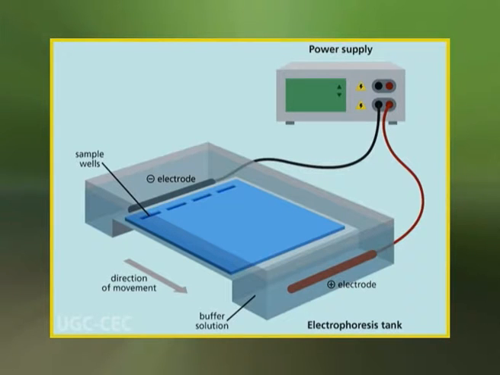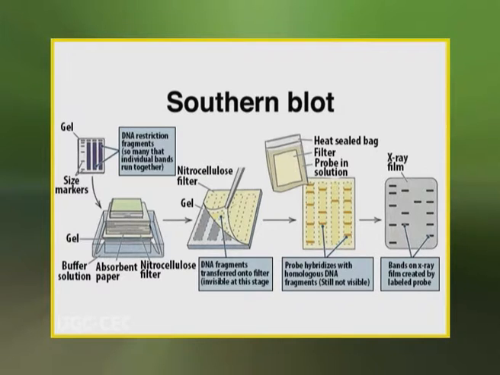The cut mixture is placed in a small well in a gelatinous slab, and the gel is placed in a powerful electrical field. The electricity causes the molecules to move through the gel at speeds inversely proportional to their size. After fractionation, the separated fragments are blotted onto a piece of porous membrane where they maintain the same relative positions. This procedure is called a Southern blot.